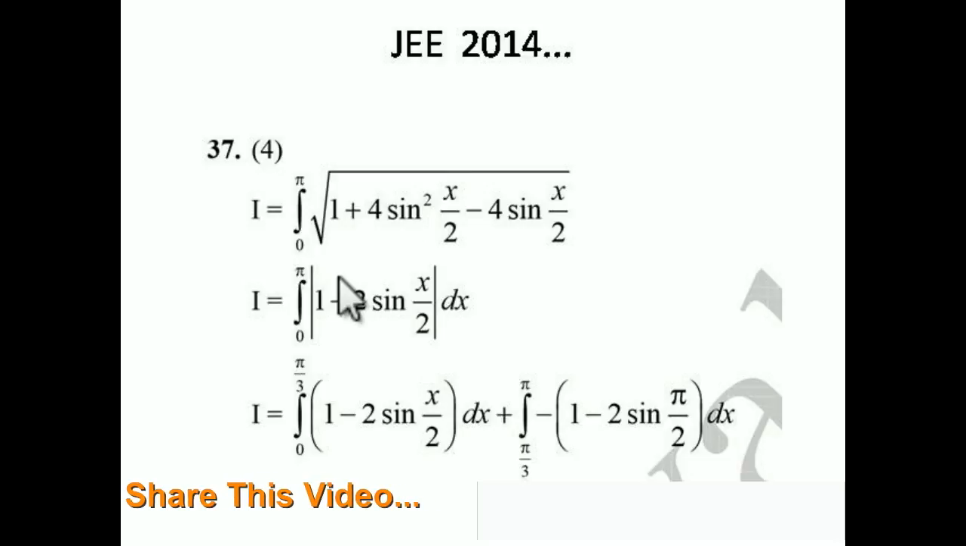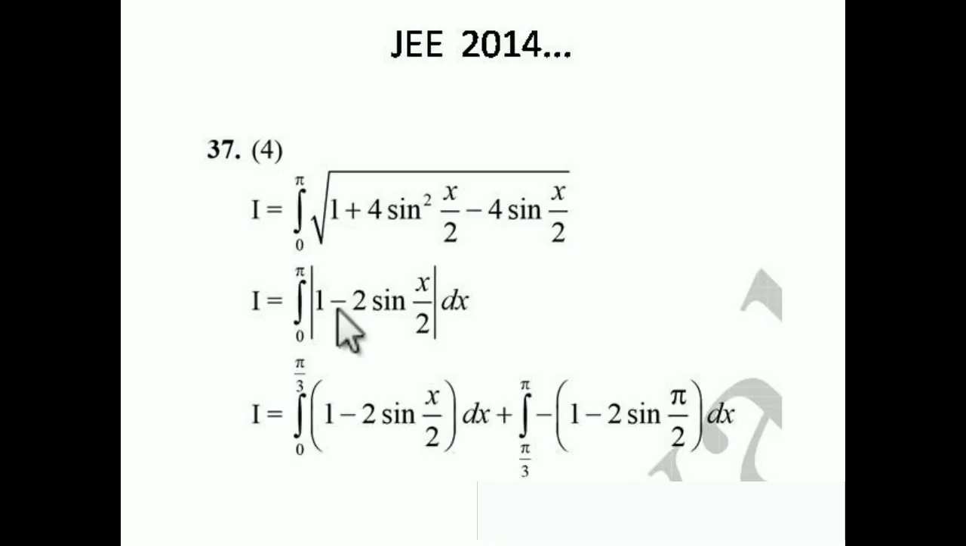Now friends, when the mode appears, we just have to split the limits where the mode becomes 0. Please note this point down. Where there is a mode, we have to split the limit at the point where the mode becomes 0.